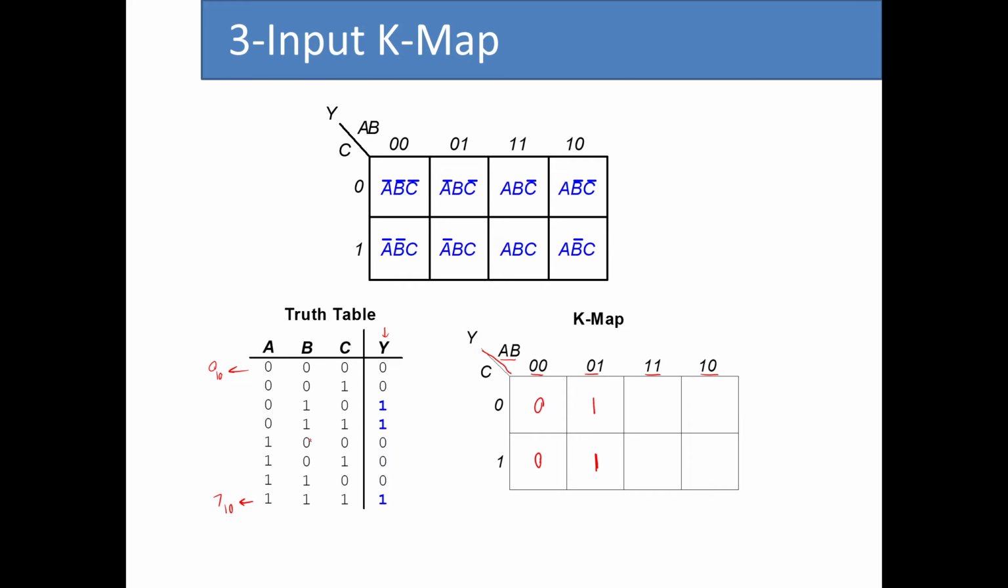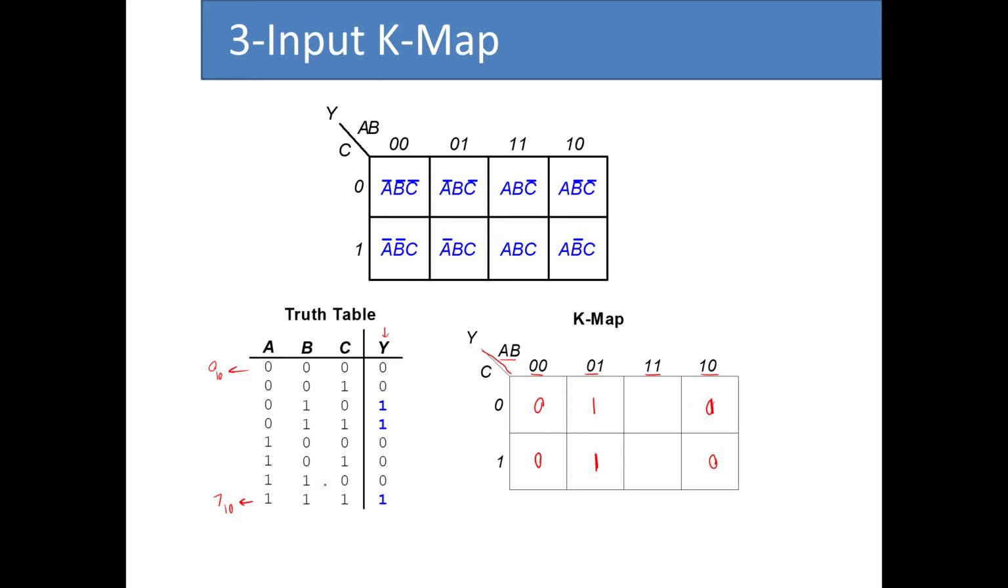For 1, 0, 0, the value for y is 0. So this is the 1, 0, 0. For 1, 0, 1, the value for y is 0. Sorry, this one is 0. For 1, 0, 1, the value for y is 0.